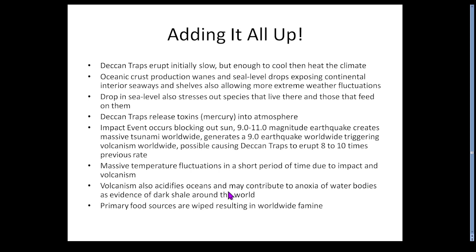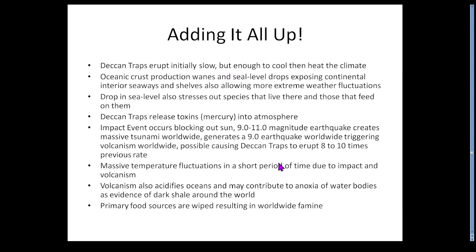A magnitude 9 to 11 earthquake creates a massive tsunami worldwide, triggering volcanism worldwide, possibly causing the Deccan Traps to erupt at 8 to 10 times the previous rate. Massive temperature fluctuations in a short period of time. The temperature fluctuations were already a problem, but once you have the impact event plus the increase in Deccan Traps volcanism, it's safe to say that the temperature fluctuations increased tenfold, and that occurring on an already stressed out environment is going to prove to be an extinction level event.